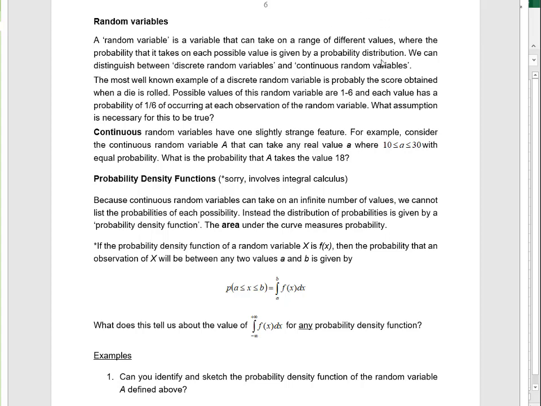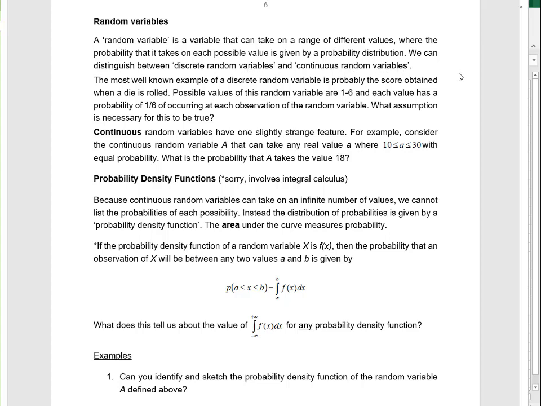Now we look at random variables, and by random variable we just mean any variable that can take on a range of different values, and there's a probability that it takes on each possible value, which is given by a probability distribution. We can distinguish between two types of thing: a discrete random variable and a continuous random variable.